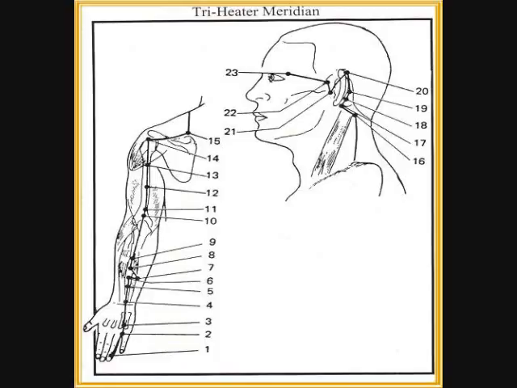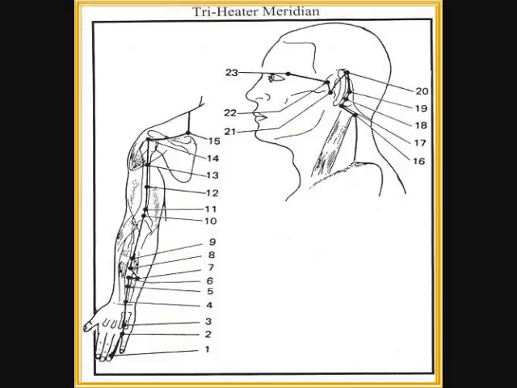Sanjiao 19. Posterior to the ear at the junction of the upper and middle third of the curve formed by Sanjiao 17 and Sanjiao 20 behind the helix. Sanjiao 20. Directly above the ear apex, within the hairline.